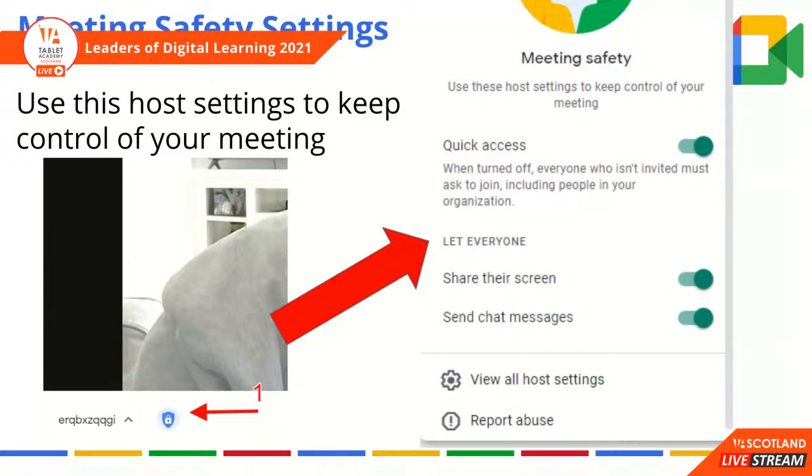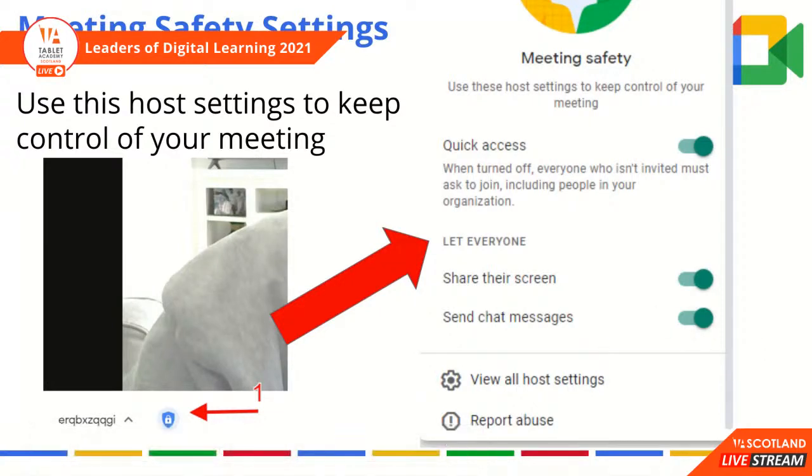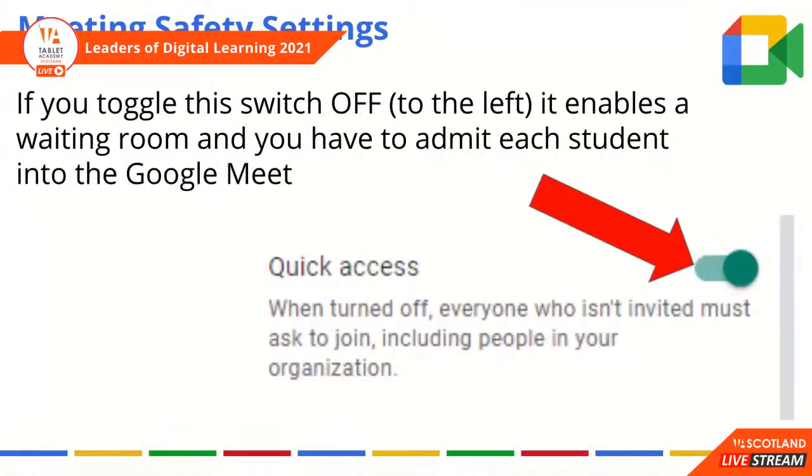Now this one here, what I've got on the screen is a screenshot of it. And these are where all the switches would be, where they're toggled on. I'll look at the first one, which is the quick access feature. So if you toggle this switch off, which is to the left, it enables a waiting room. And it means that each student has to be admitted by you. So if you're concerned about people coming into meetings that shouldn't be, you'll be able to refuse them entry.